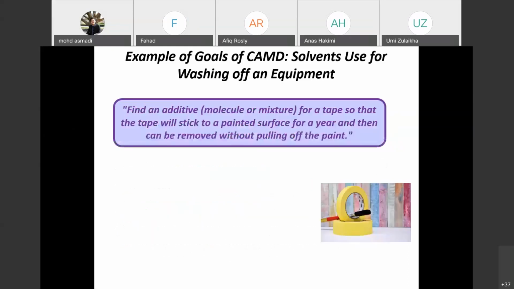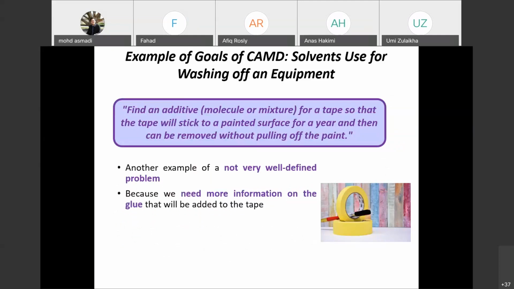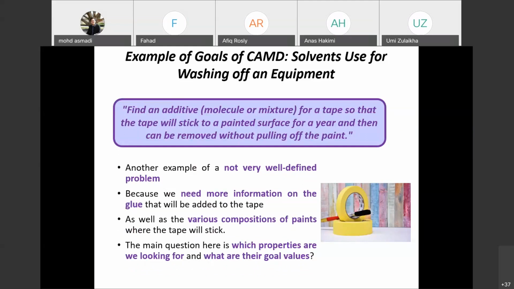Okay, another example which is not a very well defined problem. Solvent use, this one is not solvent use for the washing of equipment. Actually, it is for the additive for the tapes. Okay, need more information. Actually, this is not well defined. Which properties are we looking for, and what are their goal values? So this is another example.